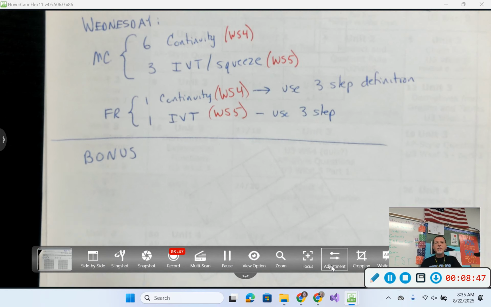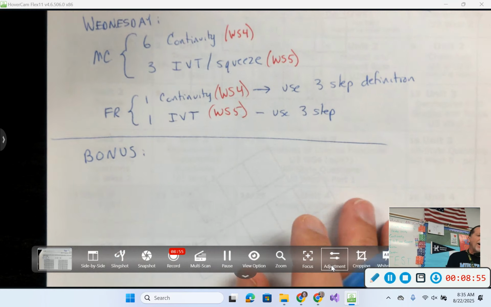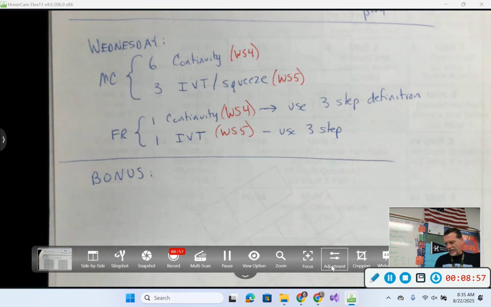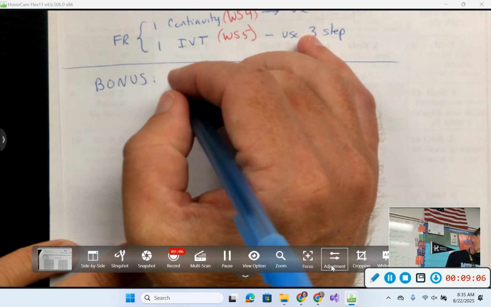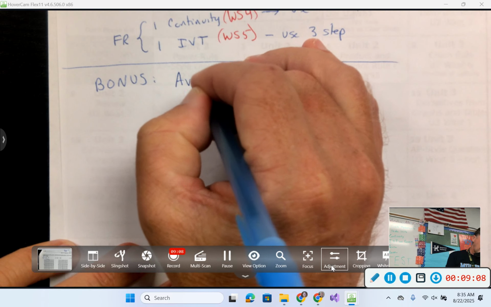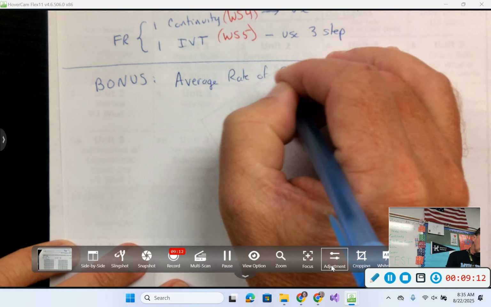Do I want to tell you what the bonus is? You're like, of course you want to tell us what the bonus is. I think I will, only because I don't think I've used this term yet this year, but it's a term you know from pre-cal, I think. So yeah, here you go. Average rate of change.